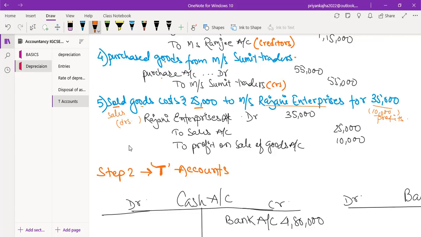So they are our debtors, and the accounting equation says that when your debtors, which are our assets, increase, we debit it. Sales is our income. Again, the accounting equation says that when your income increases, you credit it. And when you are making a profit and your profit increases, you have to credit it. So putting these values respectively, we have made this transaction successfully.